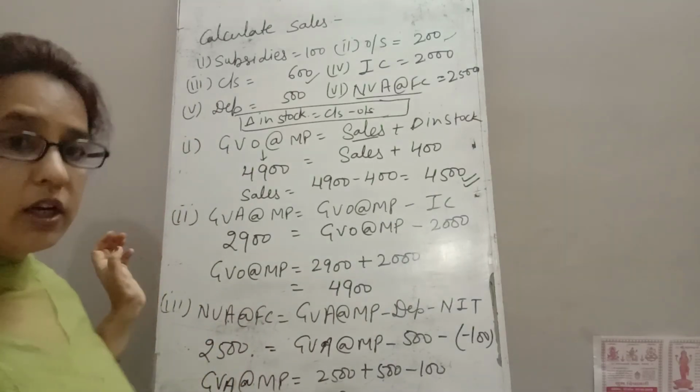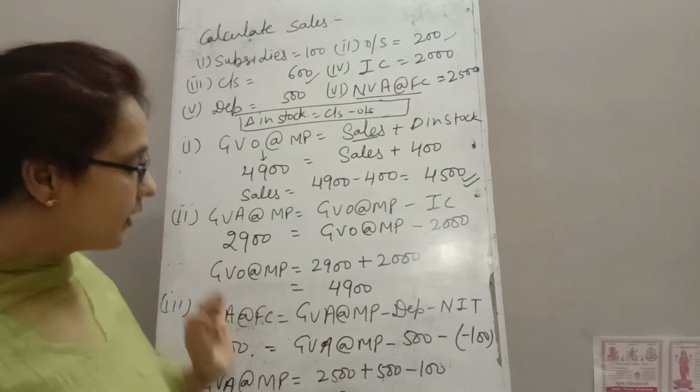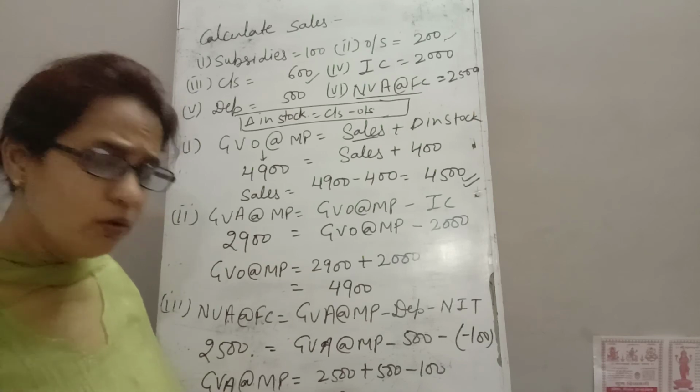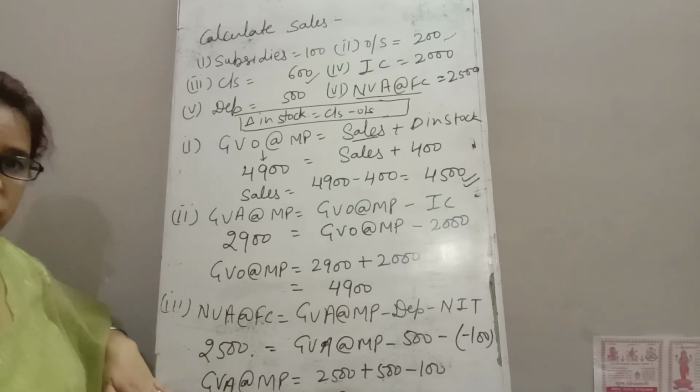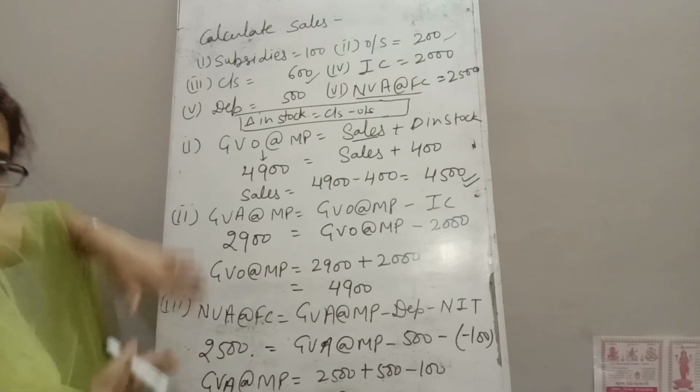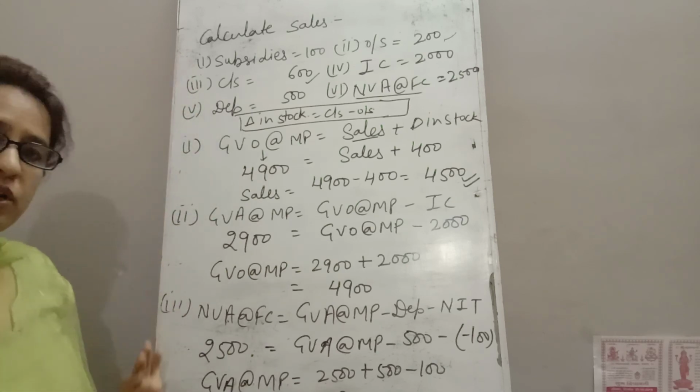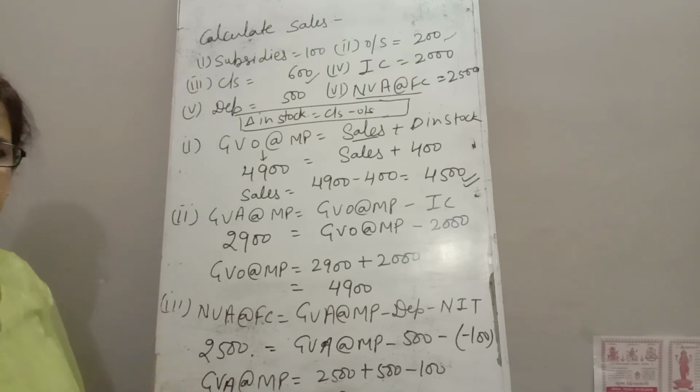If in the question it is given to calculate sales or intermediate consumption, what to do? You have to write the three formulas and start your question in inverse. So you will be able to calculate your answer very easily.